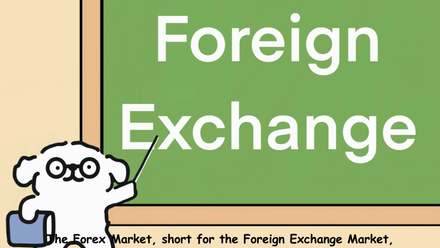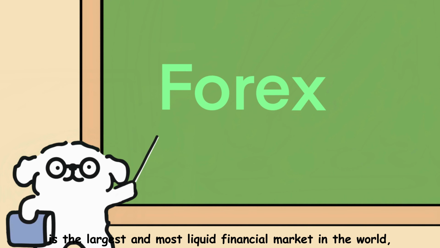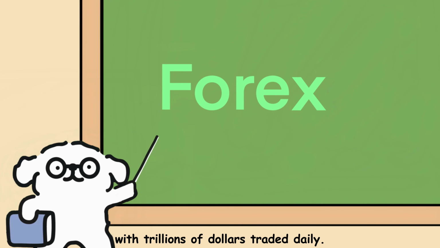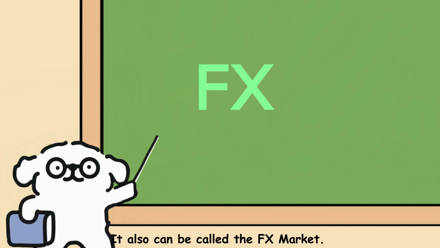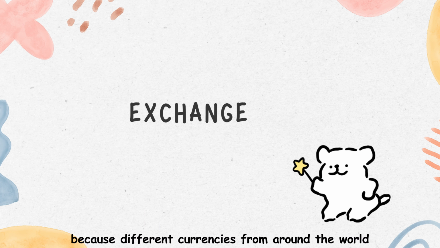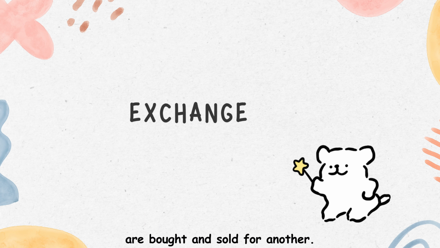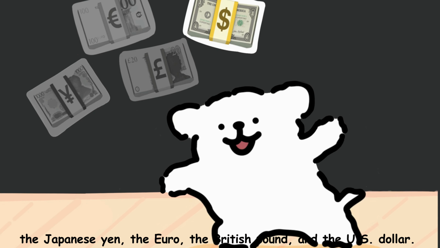The Forex market, short for the foreign exchange market, is the largest and most liquid financial market in the world, with trillions of dollars traded daily. It also can be called the FX market. We use the word exchange because different currencies from around the world are bought and sold for one another. Among all these types of money, four currencies are majorly involved in the trading. They are the Japanese yen, the euro, the British pound, and the US dollar.